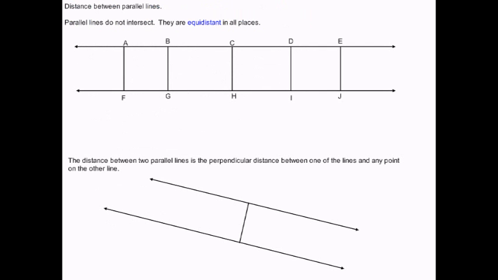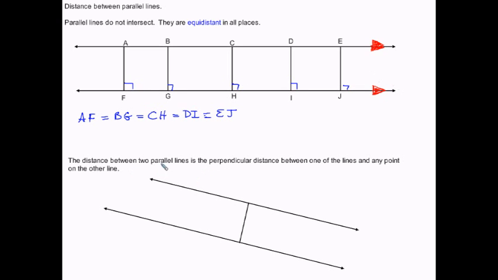Once we've got that, we have some more definitions. Parallel lines do not intersect. They're equidistant in all places, which means if I have these two parallel lines, so I'm going to mark these so that they show that this is parallel. The distance AF will be the same as the distance BG, which will be the same as the distance CH, which is the same as DI, which is the same as EJ. No matter where I go on the line, and these will all be perpendicular, if I find the distance between the two parallel lines, it's the same.